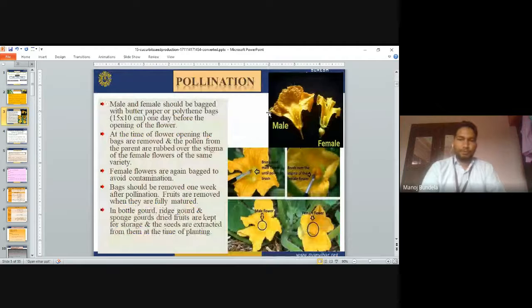Insect-pollinated crop. Pollination: male and female flowers should be bagged with butter paper or a polythene bag of 15 by 10 centimeters one day before the opening of the flower. So first we have to select the flowers and then bag them like this. This is the male flower and this is the female flower. From the female flowers we remove the petals and then go for bagging of the flowers.